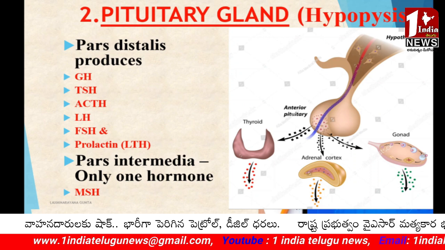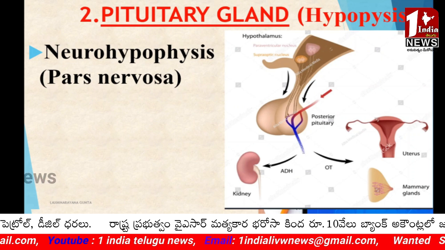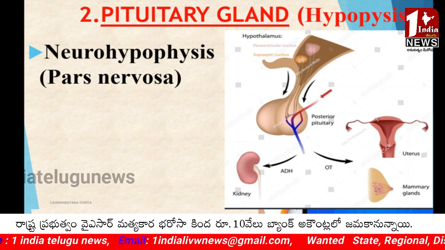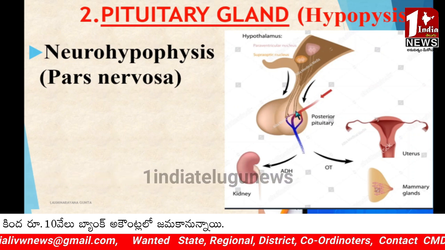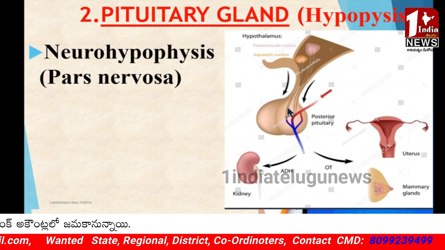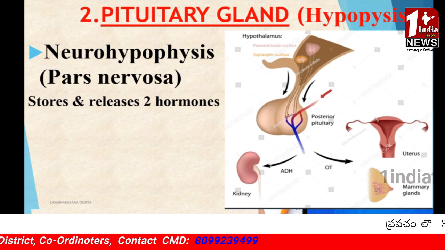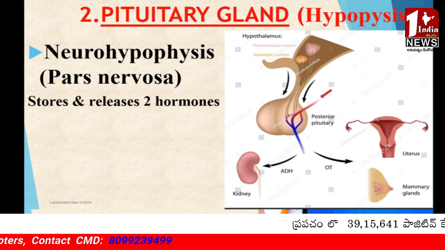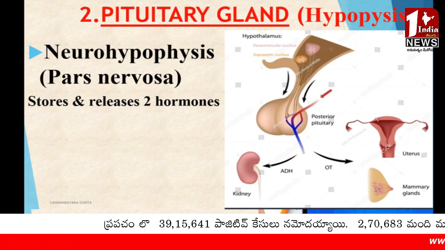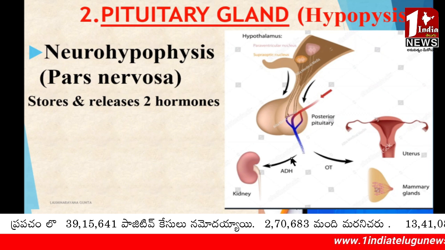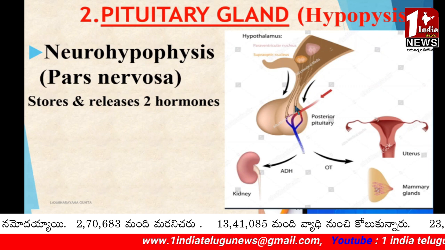Coming to the next one, the neurohypophysis is also called the posterior pituitary, or the pars nervosa. This is the adenohypophysis, and this one is the neurohypophysis, also called the pars nervosa. The neurohypophysis stores and releases two hormones which are produced by the hypothalamus, oxytocin and vasopressin. These two hormones are stored in the neurohypophysis and released.